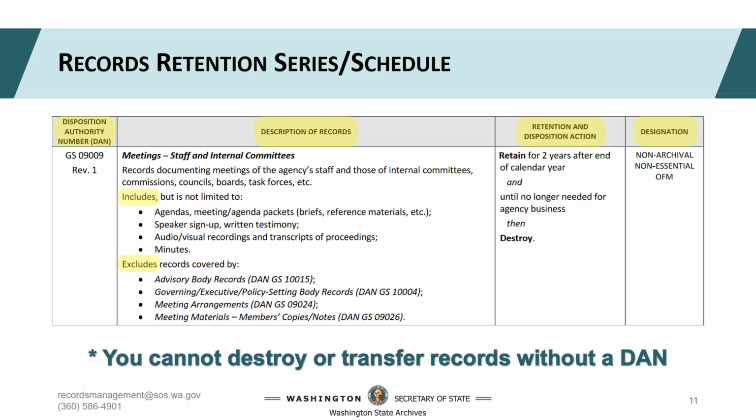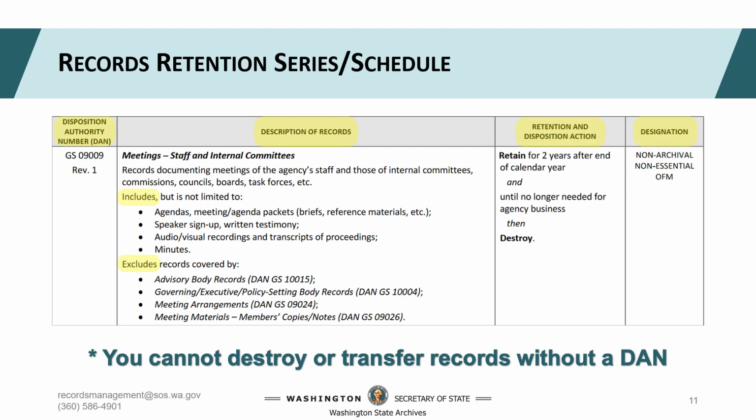DANs are important to include in inventories, box content lists, or disposition logs. The description of records field is where you can expect to spend most of your time. It describes the business function and type of record that falls under that DAN. It includes descriptions and examples of records included and excluded in that business process. This can seem confusing at first, but knowing what types of records are included as well as excluded will help you identify the correct series.